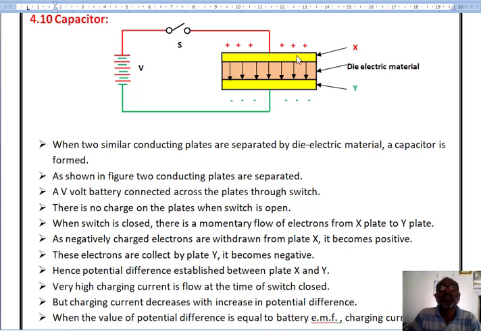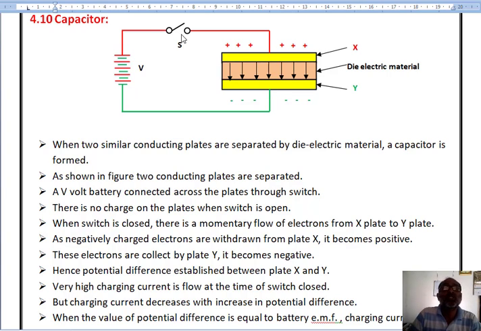Capacitor. When two similar conducting plates are separated by dielectric material, a capacitor is formed. So now, as shown in this figure, two plates X and Y are separated by the dielectric material. Now one battery V is connected across, or parallel to, the X and Y plates. The positive terminal of the battery is connected to the switch, and another terminal of the switch is connected to the X plate of the capacitor, while the negative terminal of this battery is connected to the Y plate of the capacitor.